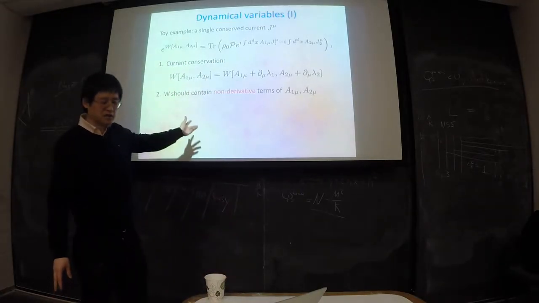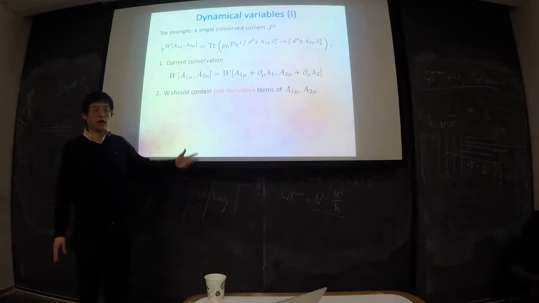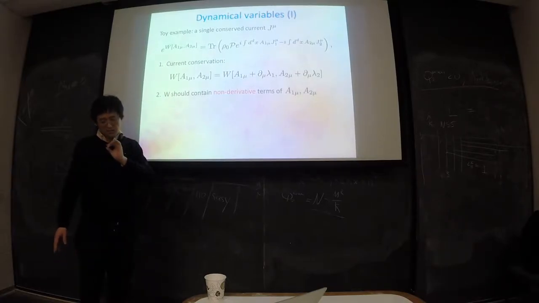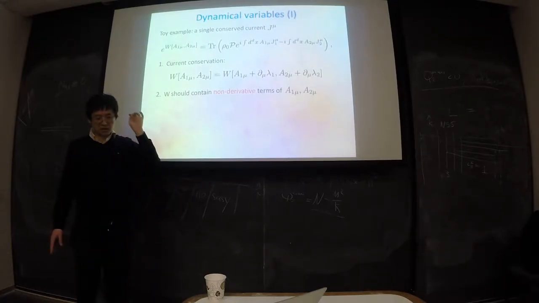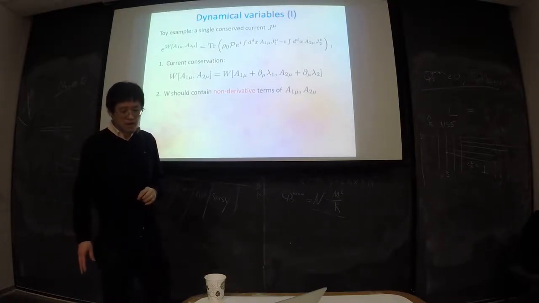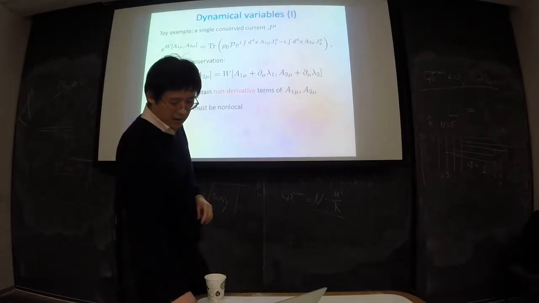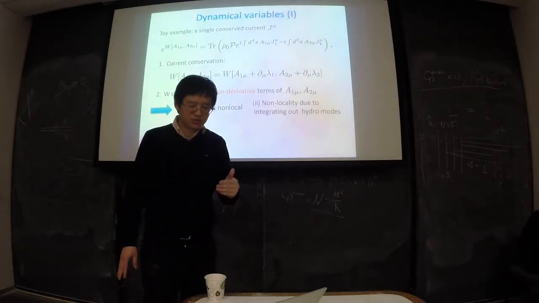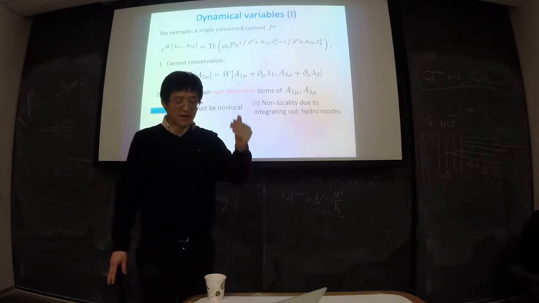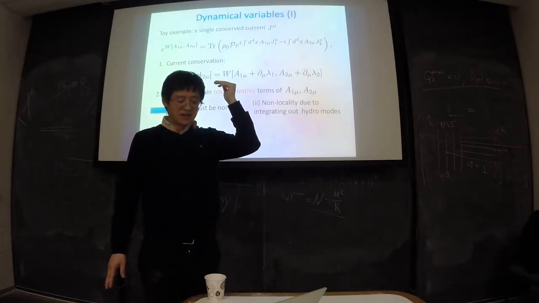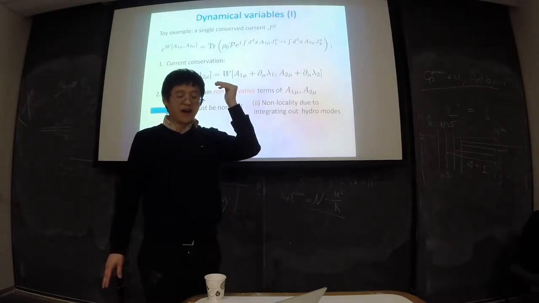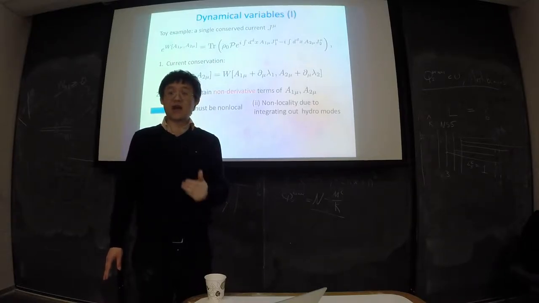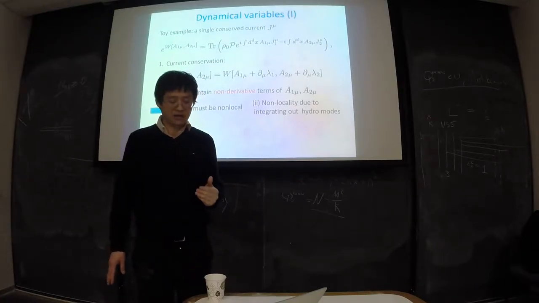And here I'm just emphasizing this generating functional cannot be local. We do know from here that it's non-local. We also expect it to be non-local because we have integrated out the gapless mode associated with the conserved current. W must be non-local, and this non-locality must be due to integrating out this hydro mode. That's the only source of non-locality.